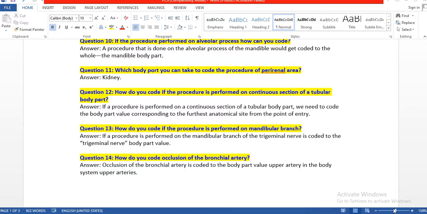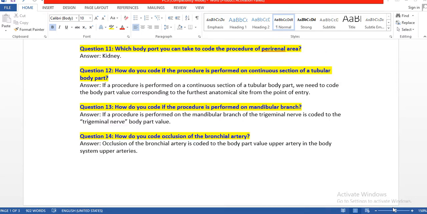Question 11. Which body part can you take to code a procedure of the perirenal area? Answer. Kidney. As you know, renal means related to kidney. So usually anyone can tell this answer. Perirenal means related to kidney, otherwise surrounding the kidney.